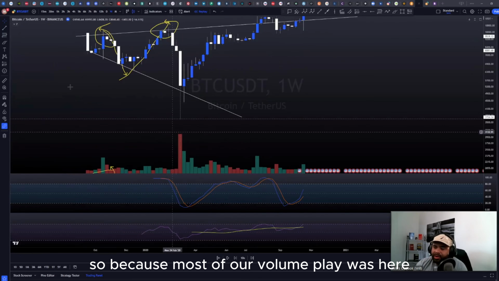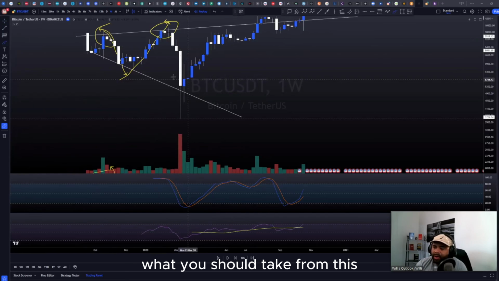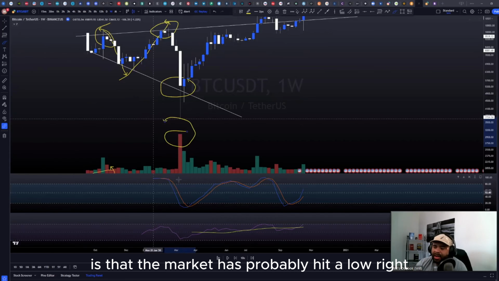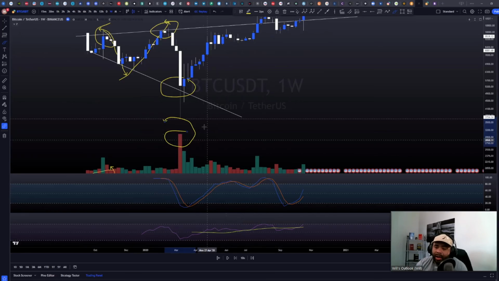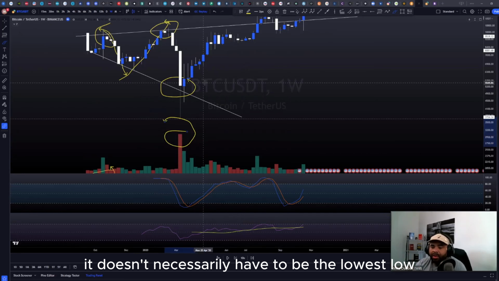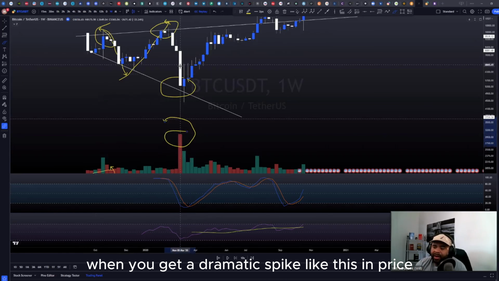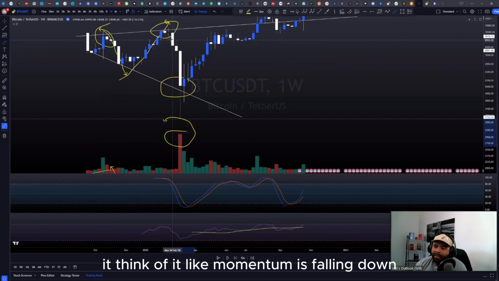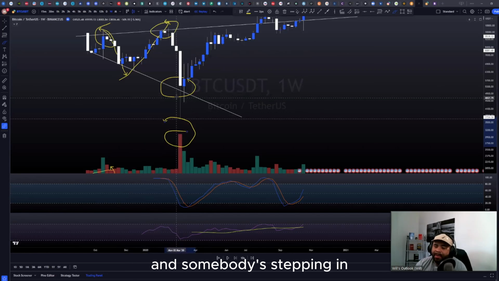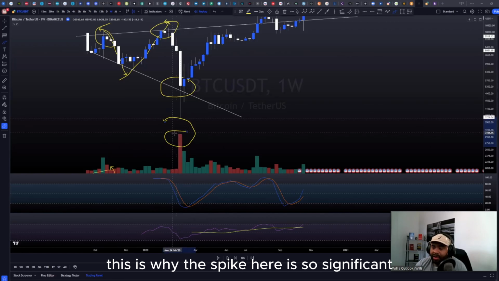So because most of our volume play was here, what you should take from this is that the market has probably hit a low, right? It doesn't necessarily have to be the lowest low, but it has hit a low. So when you get a dramatic spike like this in price, think of it like momentum is falling down and somebody's stepping in to try and catch the falling knife. This is why the spike here is so significant.